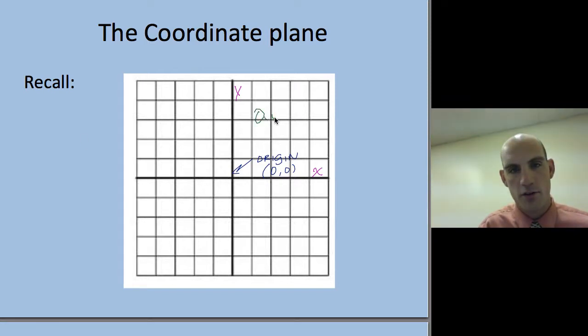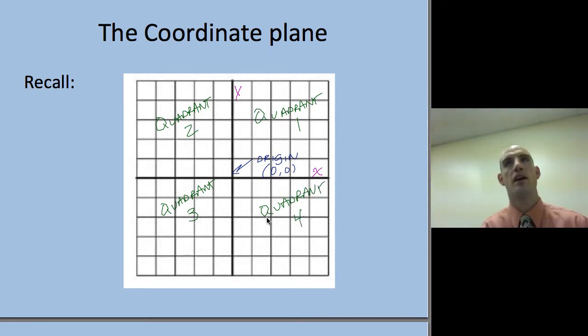This is quadrant 1 and quadrant 2 and quadrant 3 and quadrant 4. Typically, they are denoted with Roman numerals. So it would be I, then II, then III, then IV. So those are the basics of the coordinate plane. You already kind of remember that stuff.